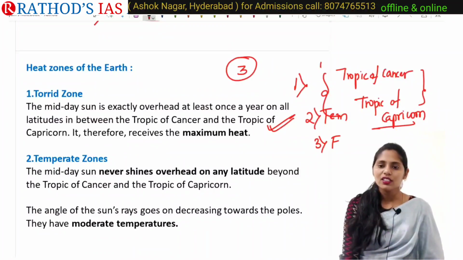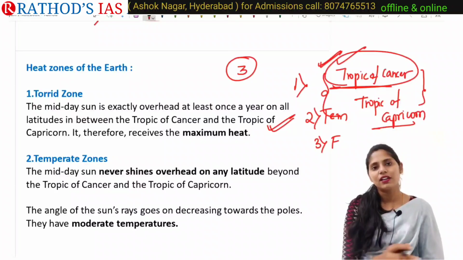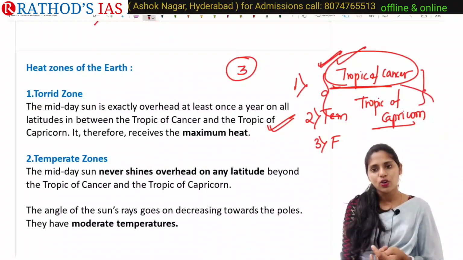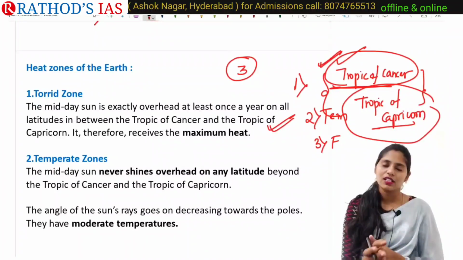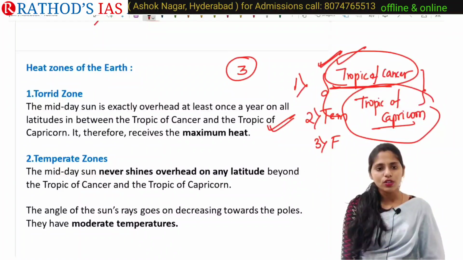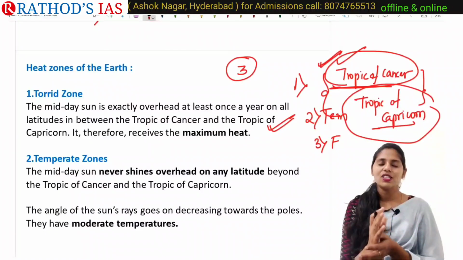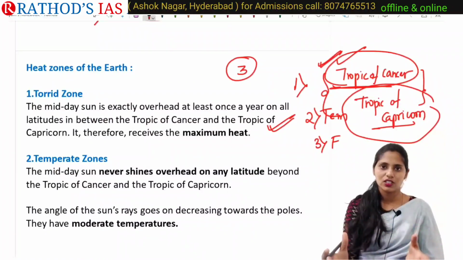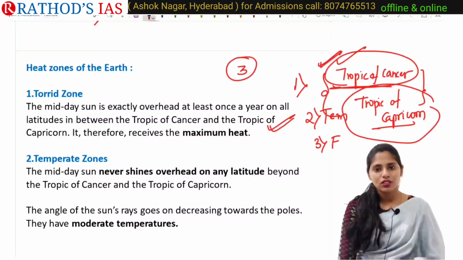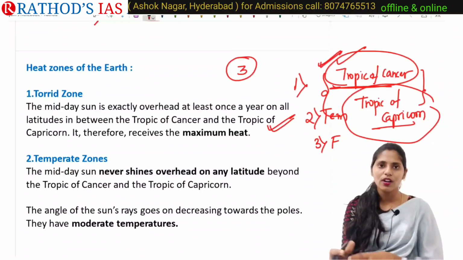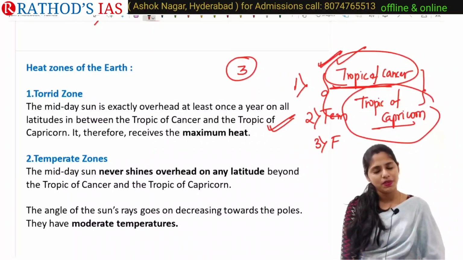So in this Uttarayan, the Tropic of Cancer will be getting direct sun rays from the sun, and in this Dakshinayan, the Tropic of Capricorn mainly receives direct sun rays from the sun. So because of this, this zone which mainly receives a high amount of heat from the sun is called the tropical zone or torrid zone, which receives maximum heat.